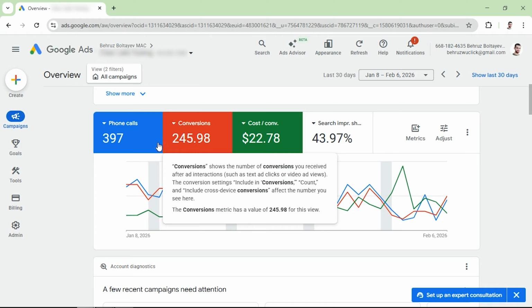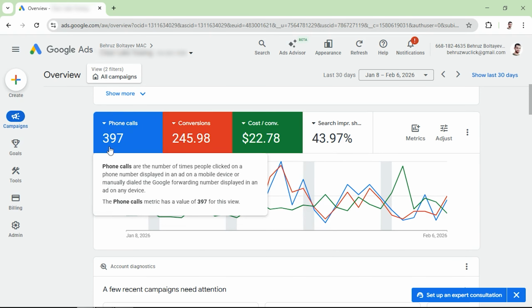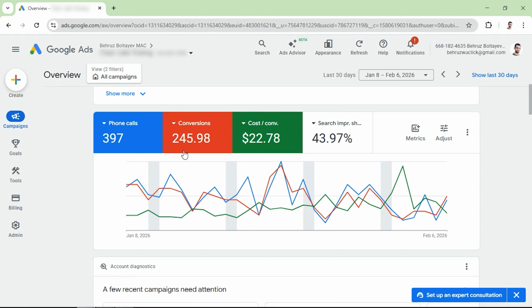The number of conversions can be less than the number of phone calls because these phone calls can include repeat phone calls, and we need to include them as unique conversions. And sometimes these phone calls might include missed phone calls or phone calls less than, let's say, 5 seconds, 10 seconds, and our goal should not be to include them here. And as you can see, the cost per conversion is $22.78, calculated from this conversion number. These are the main metrics I usually look at.